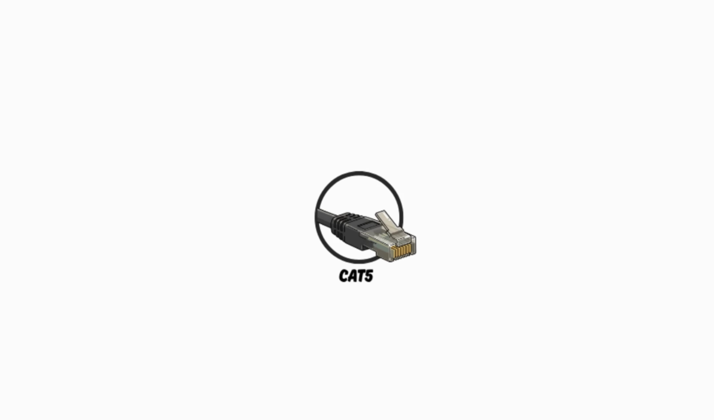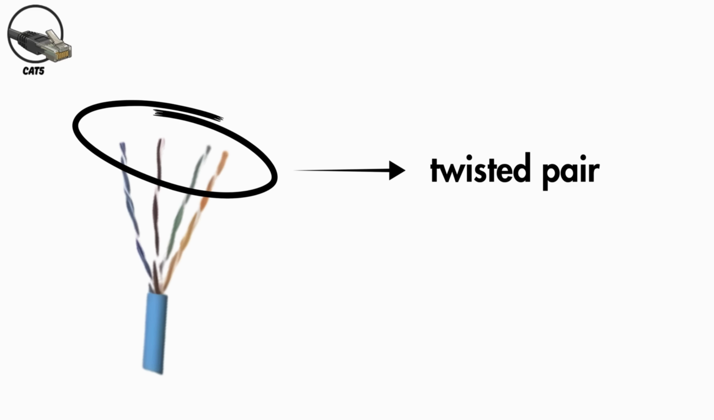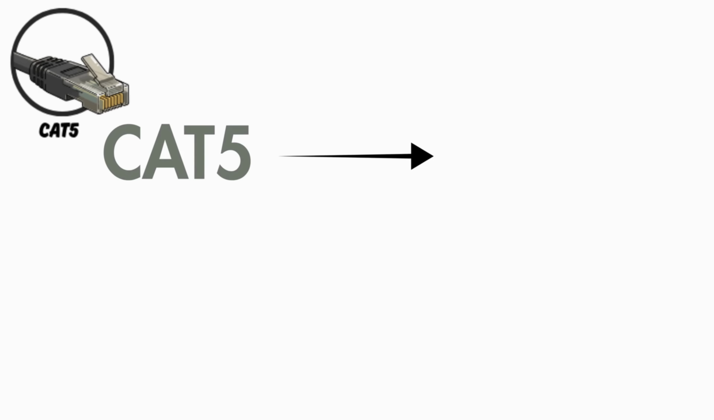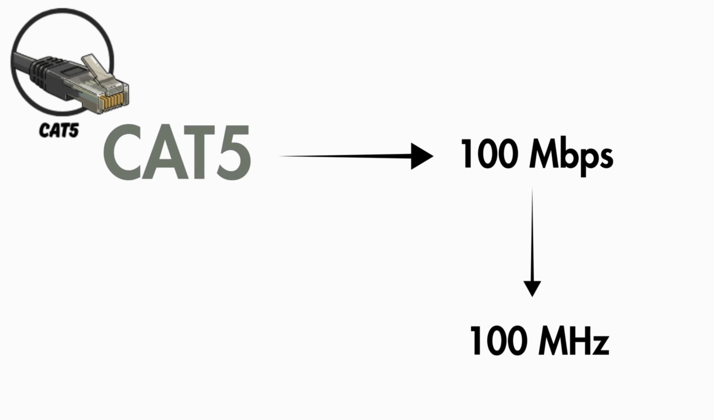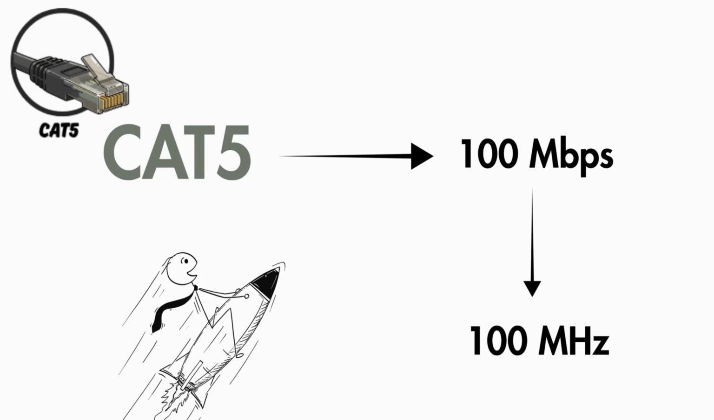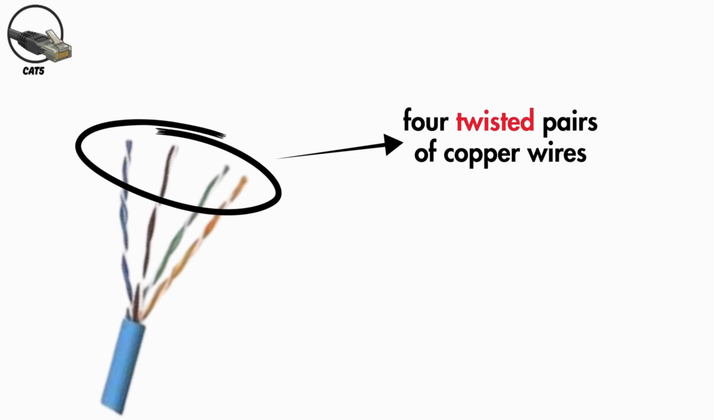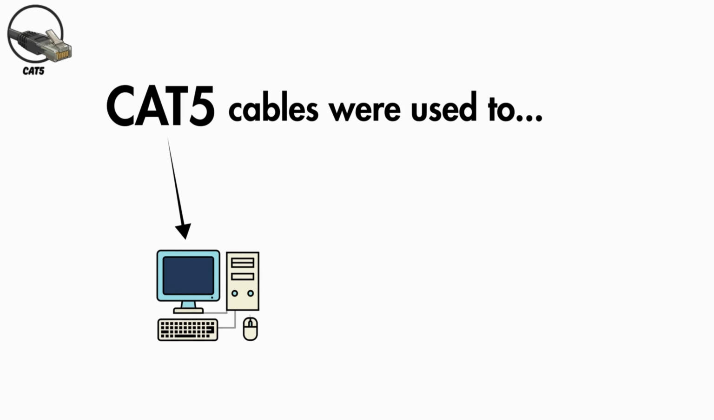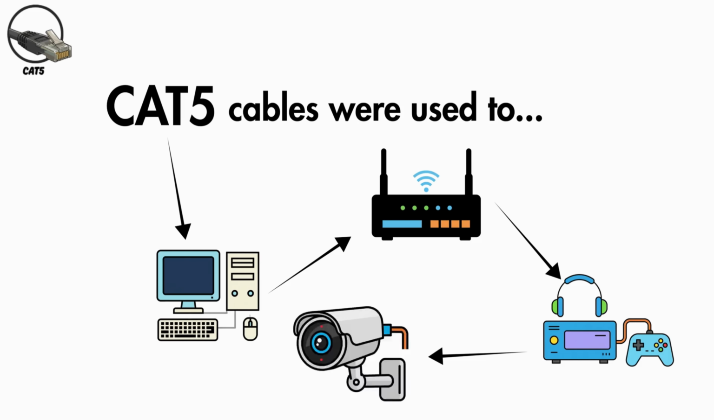Category 5, or CAT 5, is an older type of twisted pair Ethernet cable that was once popular in home and office networks. It supports network speeds up to 100 megabits at 100 megahertz, which was considered fast at the time. CAT 5 uses four twisted pairs of copper wires to help reduce interference and usually ends with the common RJ45 connector. CAT 5 cables were used to connect things like computers, routers, game consoles, and IP cameras.